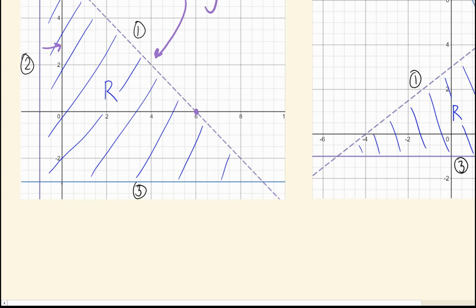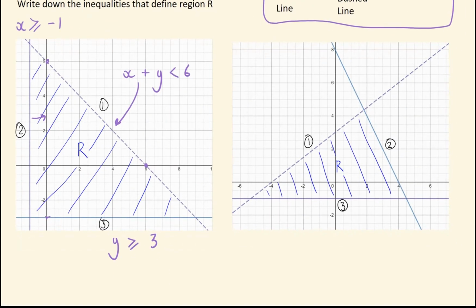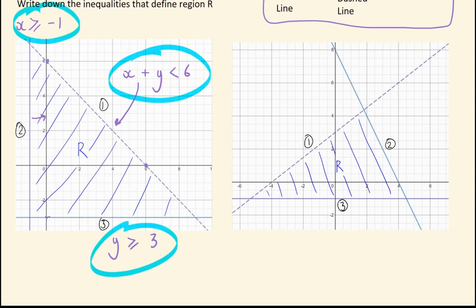Then do the exact same thing as equation 3. It cuts through the y-axis, it cuts at minus 3. So this line has an equation of y equals minus 3. We want an inequality. We're going above this line, and it's a solid line, so it's y is greater than or equal to minus 3. And if that was an exam, those would be your 3 answers. So these 3 inequalities here define this region R. Okay.